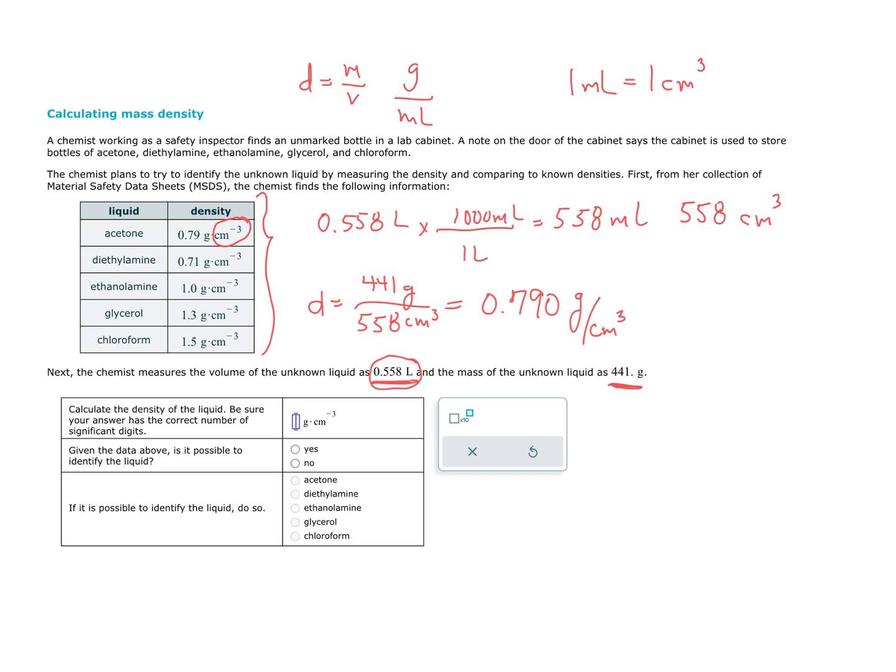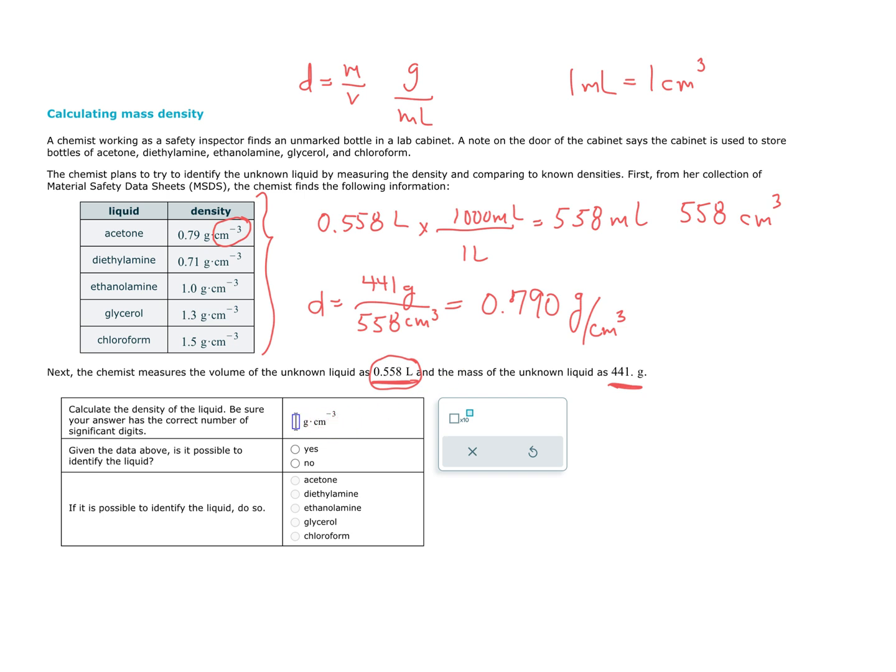I would say 3 significant figures because, again, this is a division, and for multiplication and division the number with the fewest significant figures limits what we can report. 3 sig figs here, 3 sig figs here. We should have 3 significant figures in our final answer. So I'd put 0.790 down here.